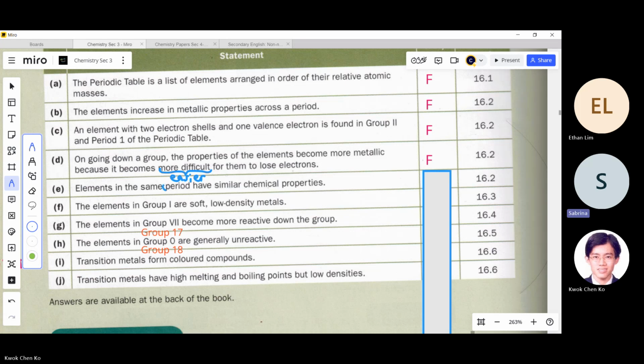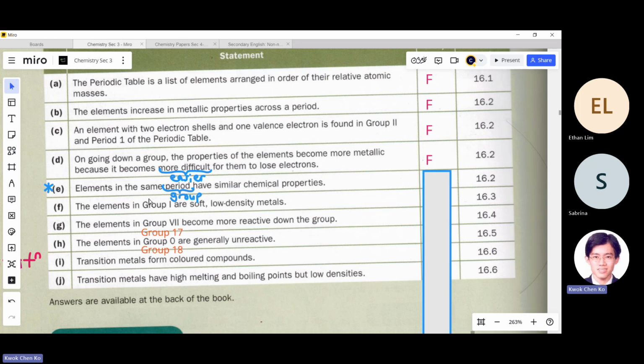Is it supposed to be elements in the same group? Yes. Okay, good. Elements in the same group have similar chemical properties. Take note of it, even though I didn't express it earlier, because they have the same number of valence electrons. Okay, so take note of E. All right, E can come up. It has come up before for O levels.